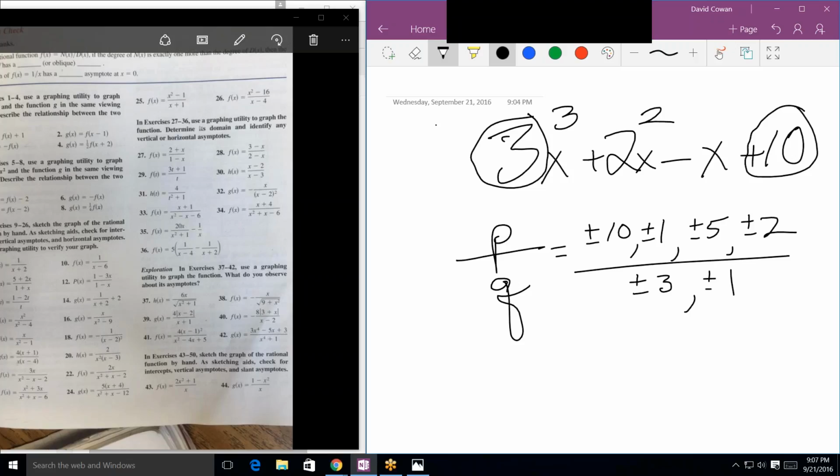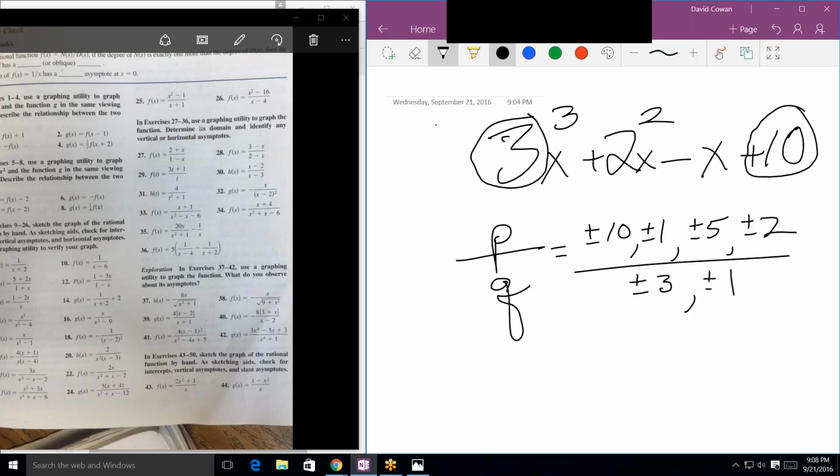In other words, you have to look at the 10 over the 3, the 1 over the 3, the 5 over the 3, the 2 over the 3. And you have to look at the 10 over 1, 1 over 1, 5 over 1, 2 over 1. Those are all your possibilities. In other words, 16 possibilities. There are 16 possible rational factors. And the only way to find out is to pick one and start doing your synthetic division until you produce that 0. Remember, we did one like that.